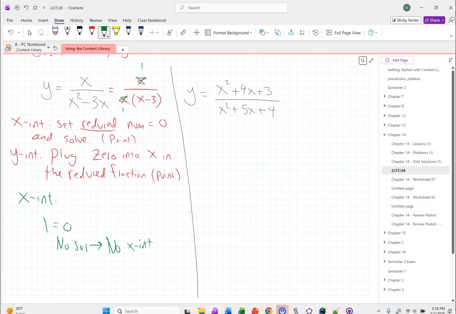I don't have an x-intercept here. That's fine, that happens, right? How many x-intercepts can one of these rational functions have? Zero to as many as you want.